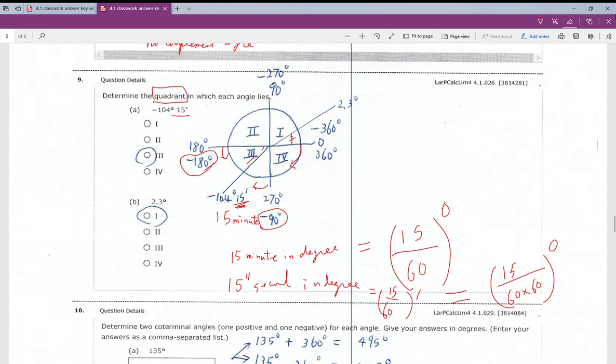Now take a look at the decimal degree compared with the minutes and seconds. They are just two different expressions. When you have 15 divided by 60, how do you convert 15 minutes to degrees? 15 minutes is 0 point what? 15 divided by 60. 15 minutes equals 0.25 degree. That's how you do it. I think pretty soon we will have this type of practice.